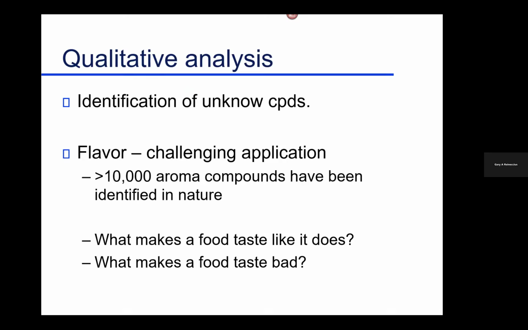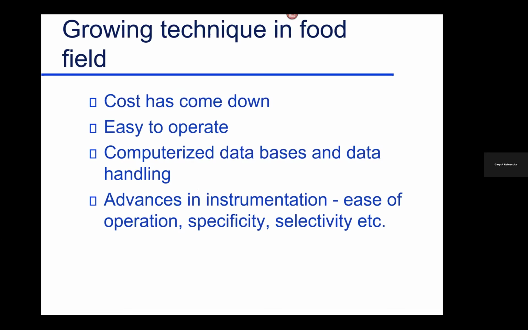What makes a food taste like it does? What's released in the mouth, what survives storage, and so on. What makes a food taste bad when it goes bad? It certainly is a popular method. Cost has come down. At one time, only the rich could afford a mass spectrometer. They're easy to operate. I can't help but smile about this, about easy to operate.